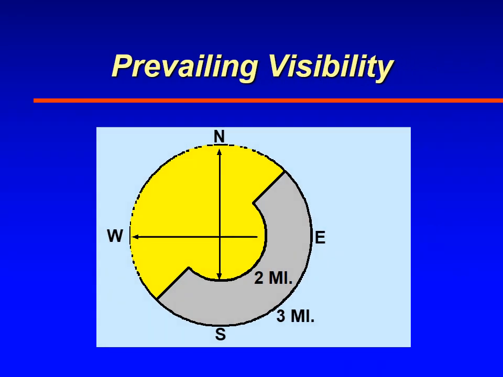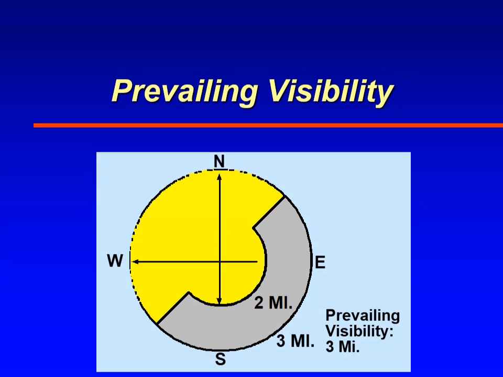Here's another example. This one's actually pretty easy. The outer ring represents 3 miles. That's the distance that weather observers can see, and the inner ring with the gray indicates 2 miles. So in this case, you can see 3 miles through half of the horizon circle. That's the greatest distance that you can see. Your prevailing visibility is 3 miles.